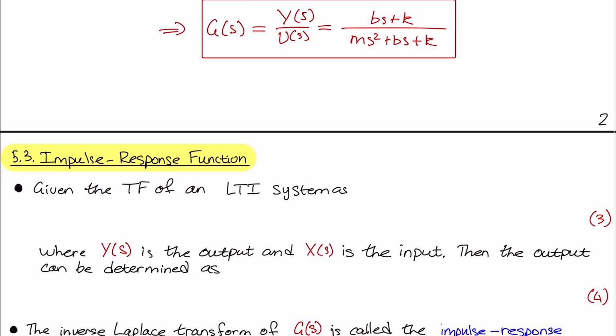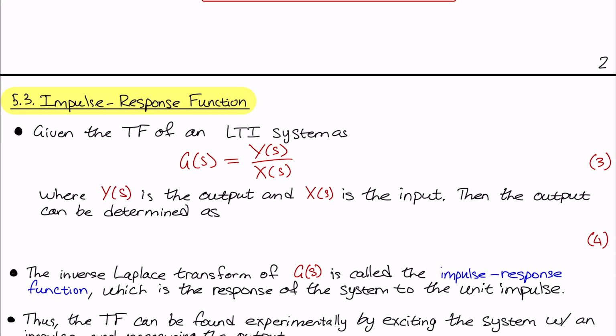So for the impulse response function, if we have a transfer function of a system, we'll say G(s) equal to Y(s), our output, divided by big X(s), which is the input. Then we can solve for our output, big Y(s), as being equal to the transfer function G(s) times the input, big X(s). In this regard, we can think of the transfer function as a function that transfers the input into the output. Hence why we call it a transfer function.